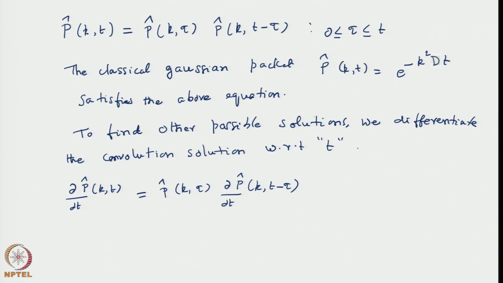Now, we are free to choose a tau. Tau is an intermediary variable. The only thing is, it should be more than 0 and less than or equal to t. So, we make use of this possibility that it can take any value, and we decide that we will put tau equal to t. Now, set tau equal to t, since tau can take any value.